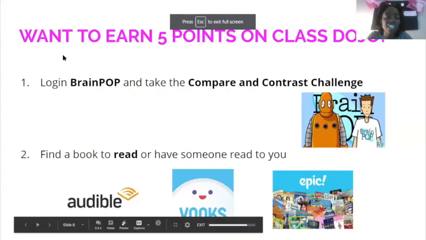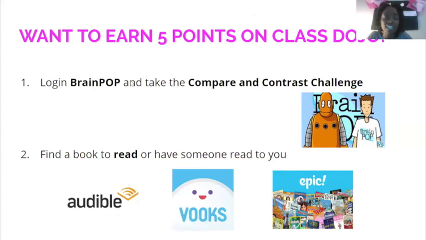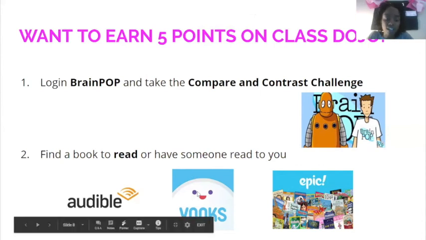All right, in order to earn 5 points on Class Dojo, your challenge is to log on to Brain Pop and take the Compare and Contrast challenge. That's one way. Another way is to find a book to read or have someone to read to you. You can use audible.com, Books, or Epic. These are found online, or you can download the app.